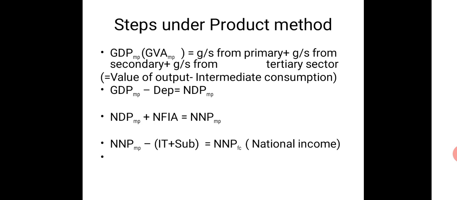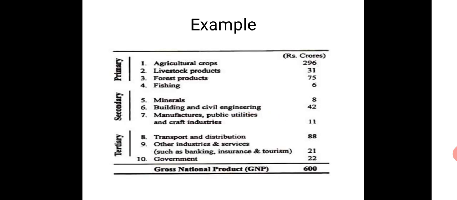Product method is considered to be more suitable for the agriculture sector because it is very easy to categorize or to measure the final value of goods and services. This is one of the examples which you can go through, where primary sector, secondary sector, and tertiary sector earnings have been given separately and how they are added together to get national income.